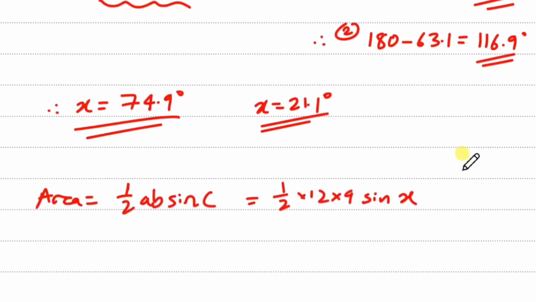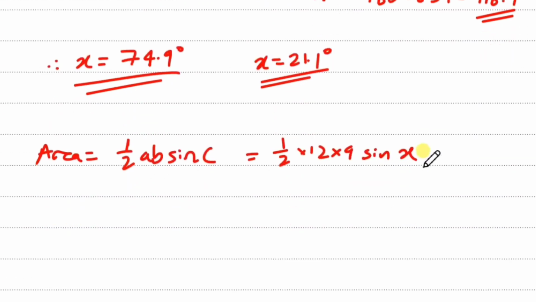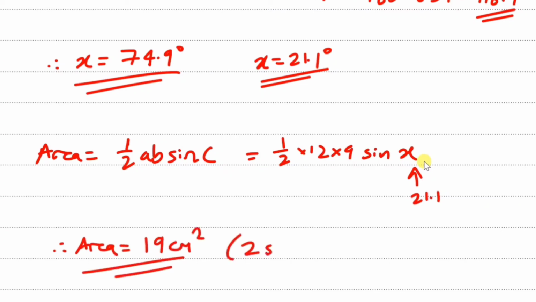If you want to pick the smaller area, you're going to pick the one that has the small angle. So using 21.1 for x, if you substitute that in, replace this with 21.1, you're now going to get an area of, if you do it carefully in your calculator, roughly 19 centimeters squared to 2 significant figures. And that's it.